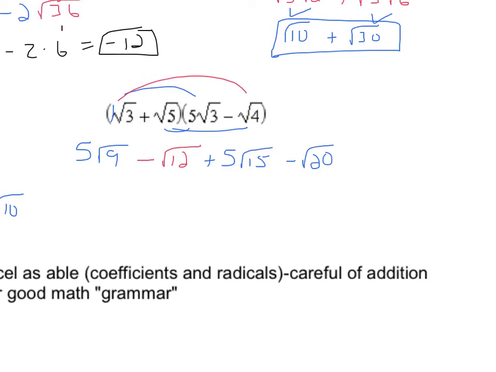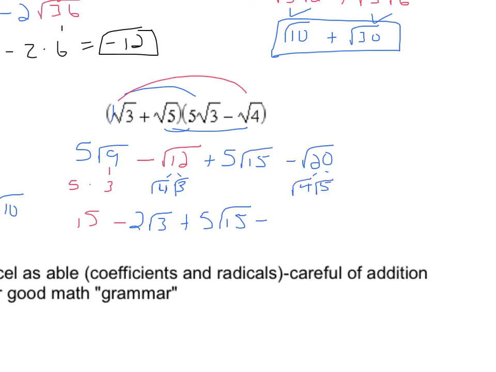So now we just need to simplify. Root 9 is 3 times the number that was on the outside already, so we get 15. Minus, well, root 12 is root 4 times 3. Now if we root each one, root 4 is 2. We still have a 3 on the inside. We cannot simplify root 15. Root 20 is 4 times 5.